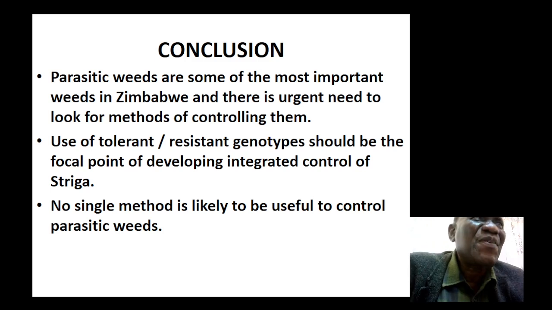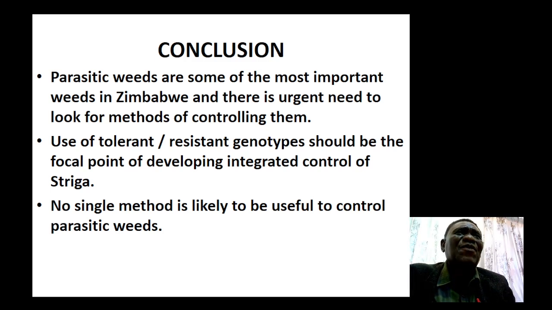Now, in conclusion, we may say that parasitic weeds are some of the most important weeds in Zimbabwe, and there is urgent need to look for methods of controlling them. We may use tolerant or resistant genotypes, probably as a focal point, so that we can develop integrated control systems, because no single method is likely to be useful to control the parasitic weeds.